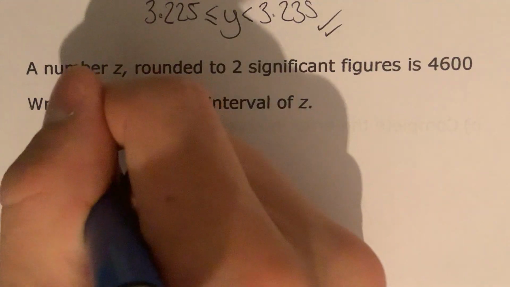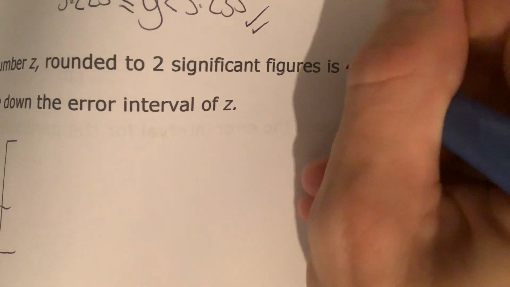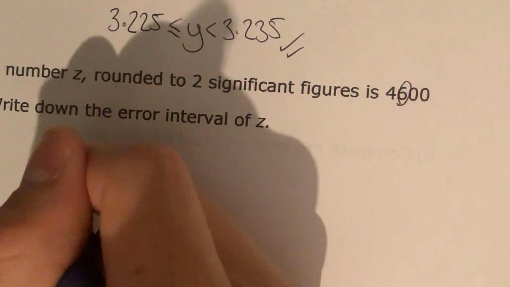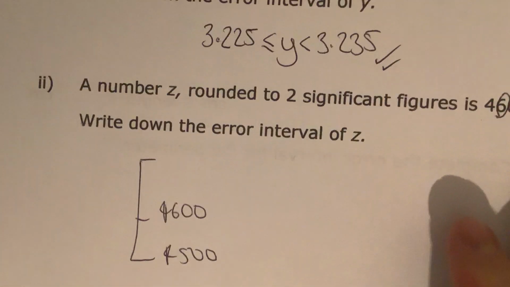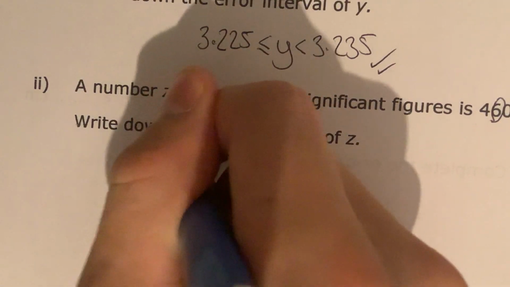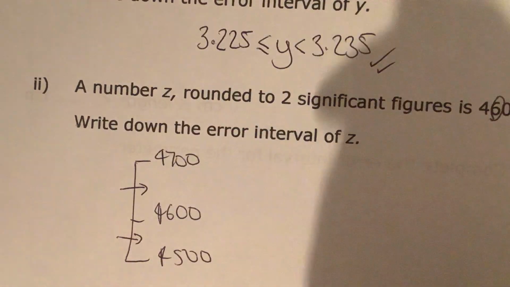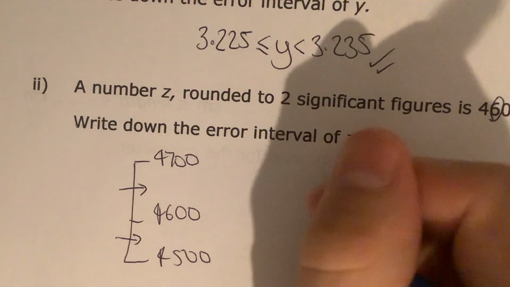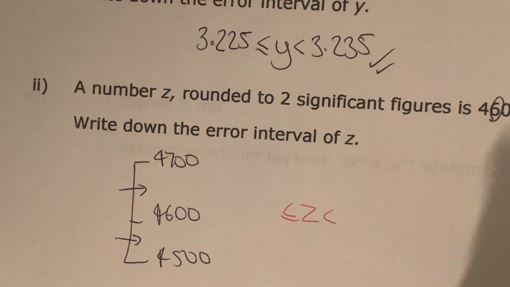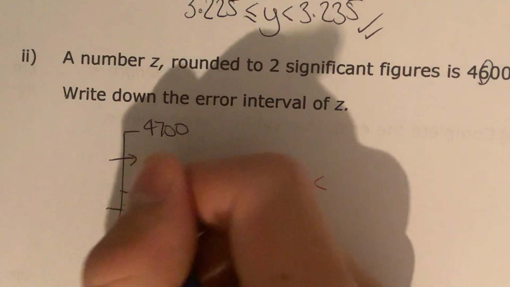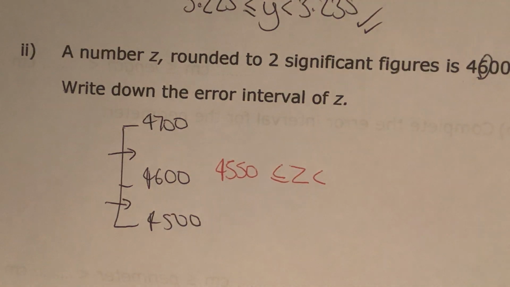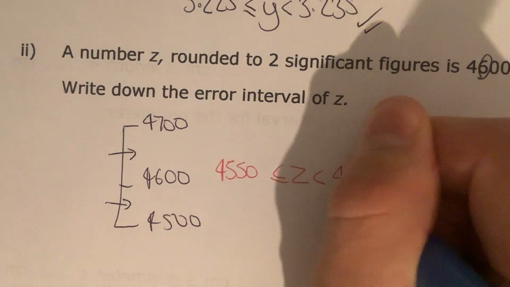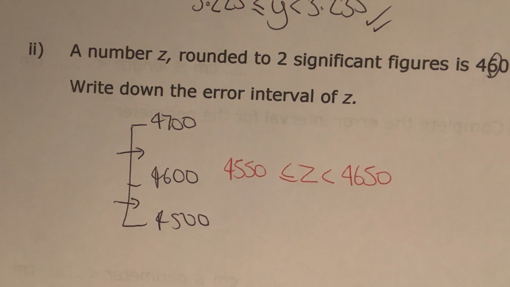So Z, 2 significant figures is 4,600. My second significant figure is in the hundreds column. So I'm going to go 100 less and 100 more. And then I'm looking for my upper and lower bounds. So 1 mark for the inequalities, 1 mark for my lower bound halfway between these, 4,550. Upper bound, 4,650.